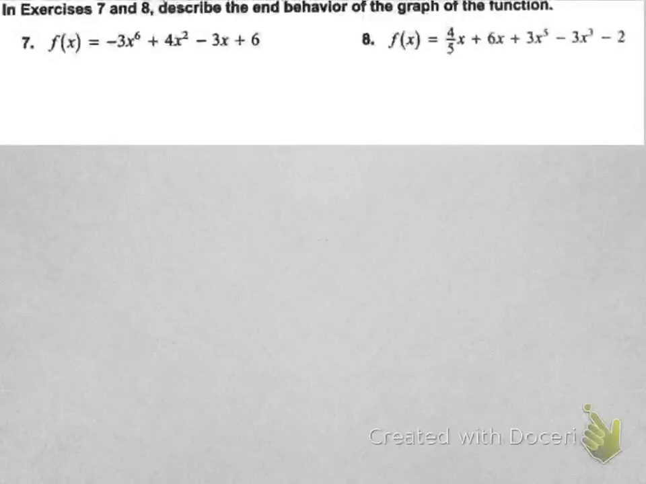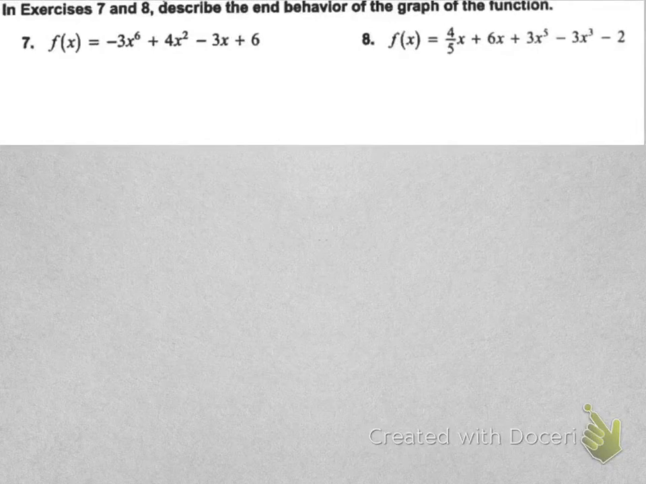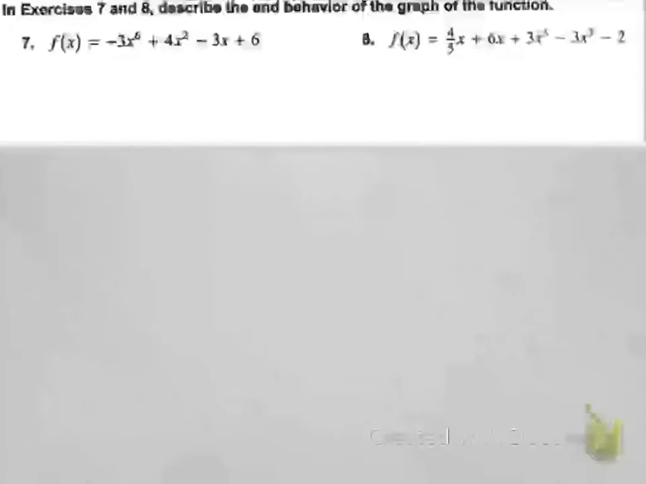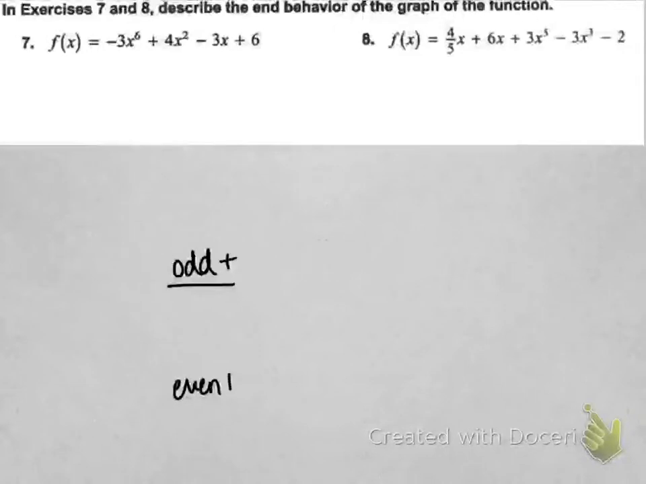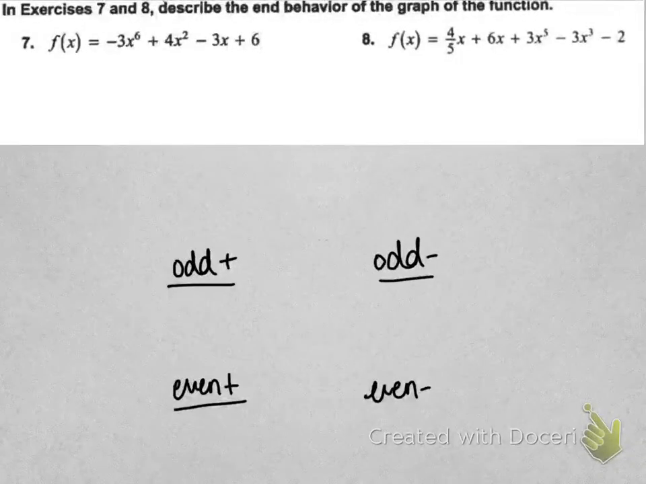So for our exercises 7 and 8, it says to describe the end behavior of the graph of the function. So we're going to have to use our statements. Before we do our statements, I'm going to just summarize what my statements are going to say. Now, I don't have a 3x5 card in front of me, so I'm just going to do this from memory. I'm going to say, all right, this is going to be odd and positive, and then we can have even and positive, odd and negative, or even and negative.